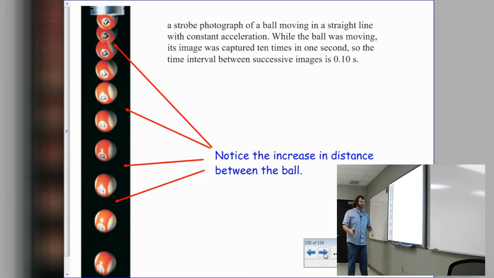Now, we're going to look at position time graphs with acceleration in them in a later lesson. But I want you to think about what that would look like on a position time graph, and we'll analyze that a little bit later. But we can notice that this object is accelerating under the influence of gravity because the distances are increasing.